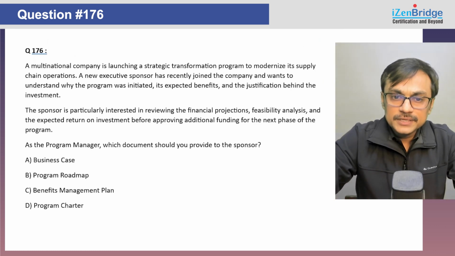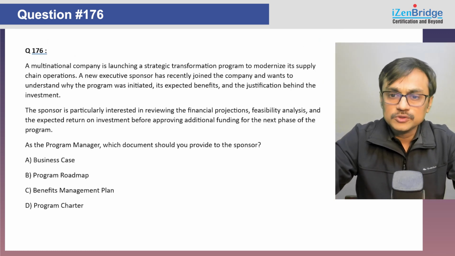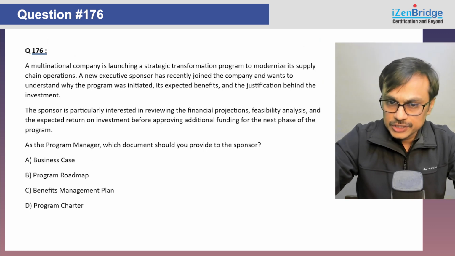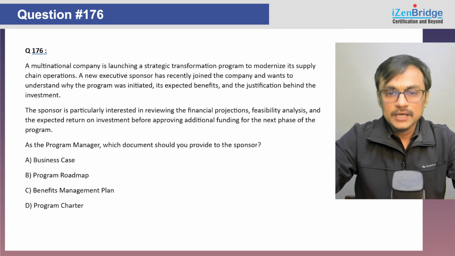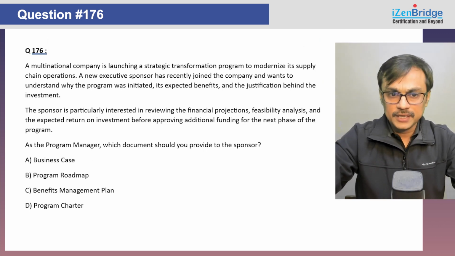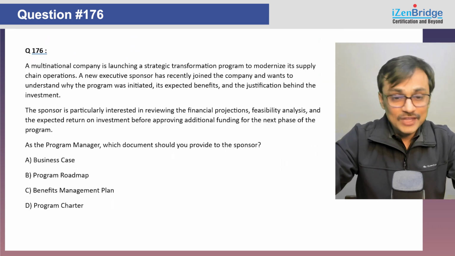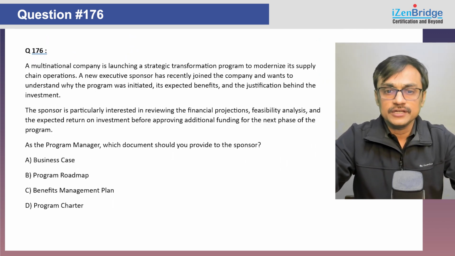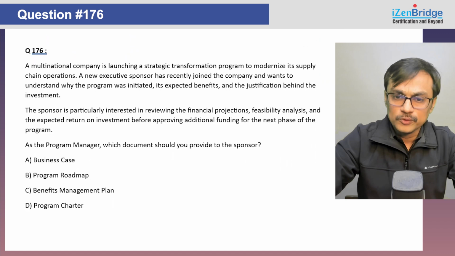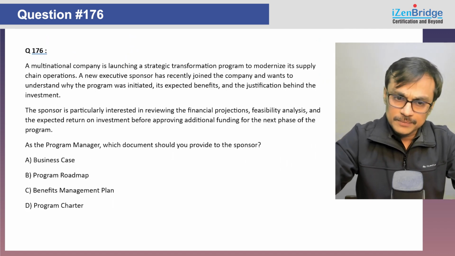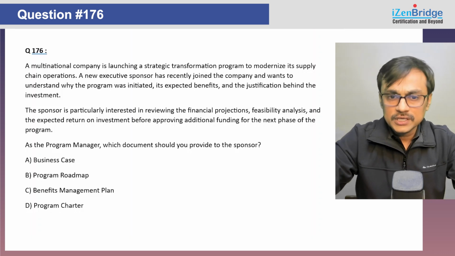Question number 176. A multinational company is launching a strategic transformation program to modernize its supply chain operations. A new executive sponsor has recently joined the company and wants to understand why the program was initiated, its expected benefit, and the justification behind the investment. The sponsor is particularly interested in reviewing the financial projections, financial feasibility, and the expected return on investment before approving additional funding for the next phase of the program. As a program manager, which document should you provide to the sponsor?